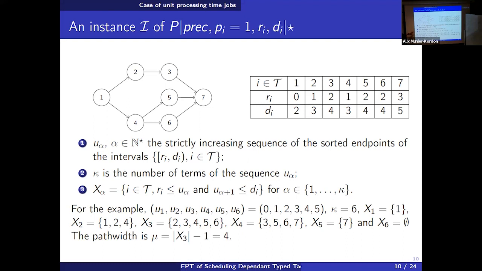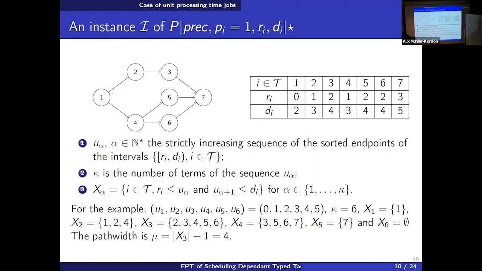Okay, so for this definition, I don't need the release time, I don't need the graph, in fact. But sometimes release times and deadlines can be computed using the graph. Here, I just consider the graph. These sets are defined only with this definition. So here, X1 is only the first task. X2 can have the task 2 and the task 4. X3 is between 2 and 3, the task 1 is removed, and so on.